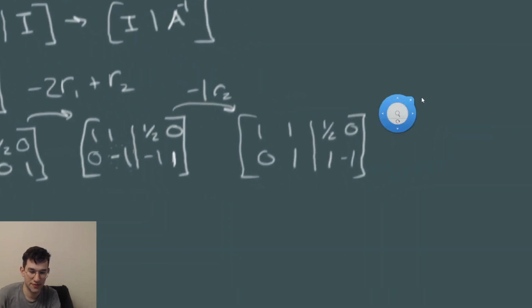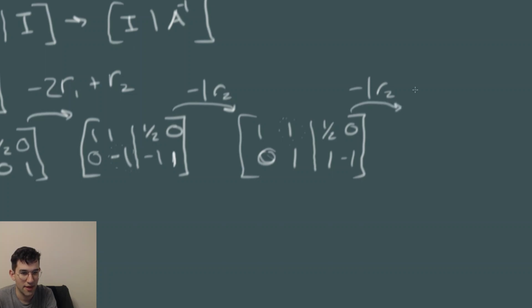Okie doke. Now that we got this one, now we need to get this one to be a 0. So how do we get that one to be a 0? Well, conveniently we have a 0 here, so we're not going to mess up this 1 there. So what we're going to do is figure out how to get rid of that. So I think it's negative 1 row 2 plus row 1.